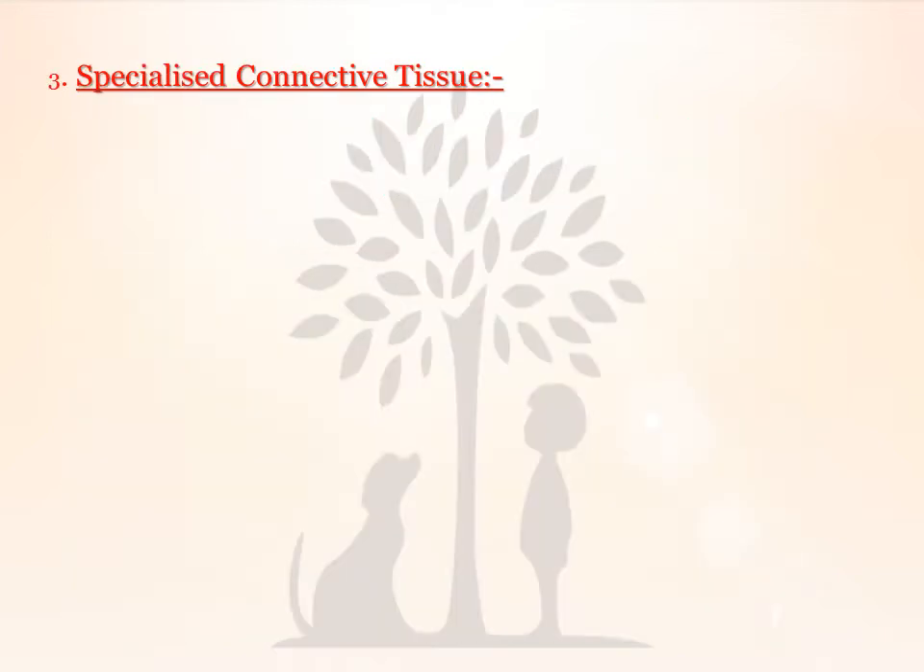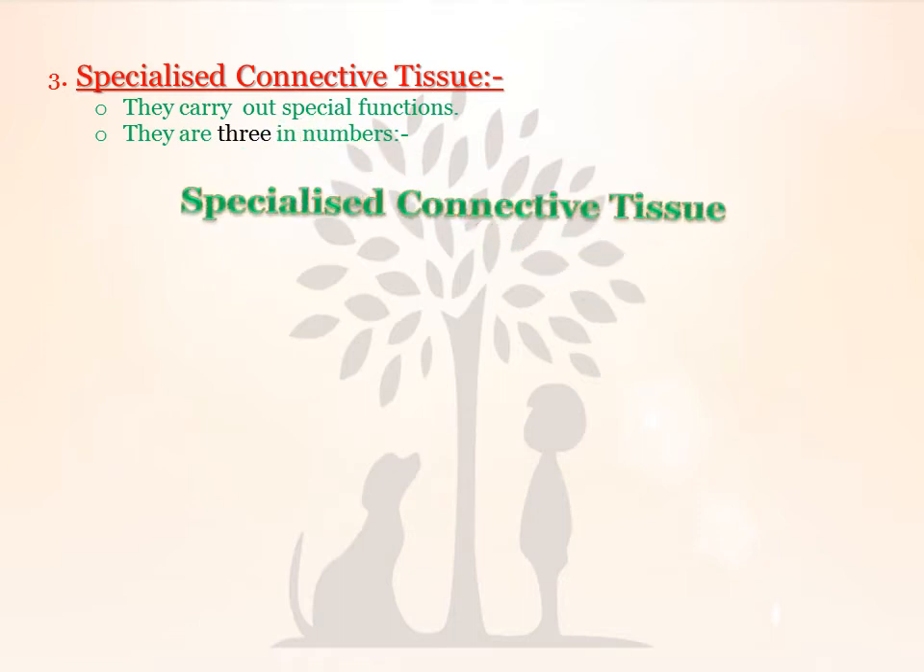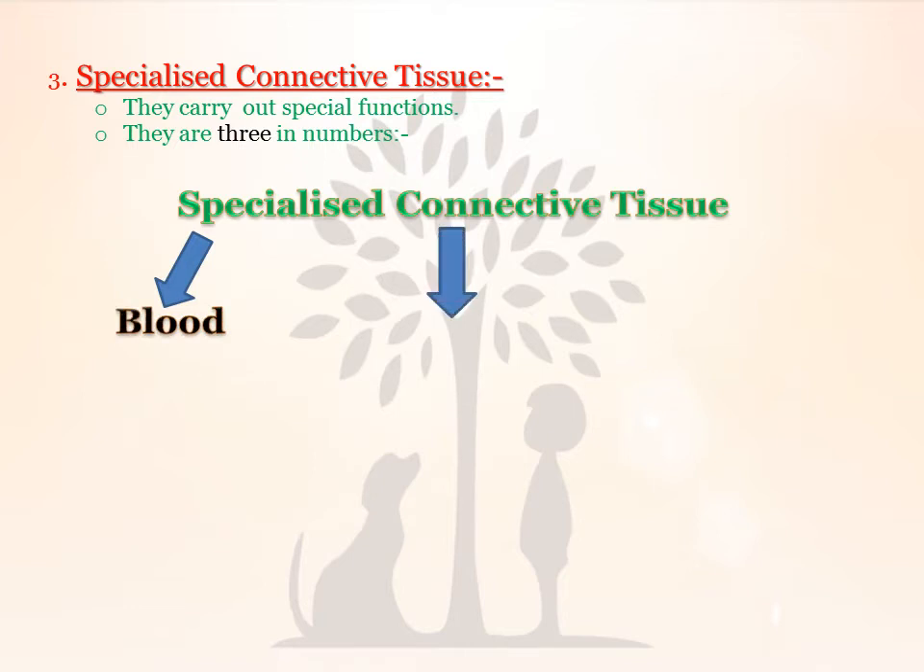Now the third one, that is specialized connective tissue. This is the third type of connective tissue. They carry out special functions, as the name indicated, specialized. They are three in number. The first is blood, the second is cartilage, and the third is bones. Now we are going to study these three in detail.